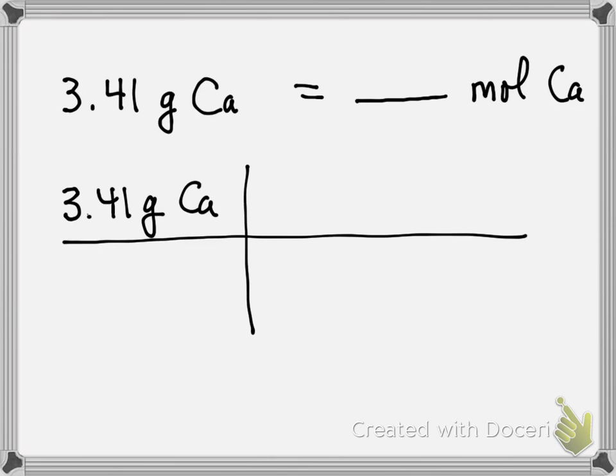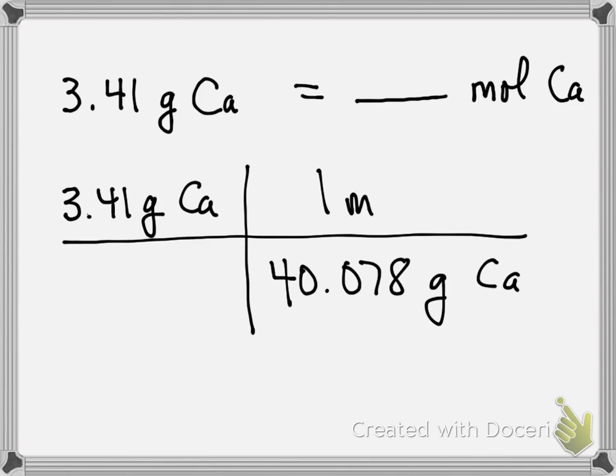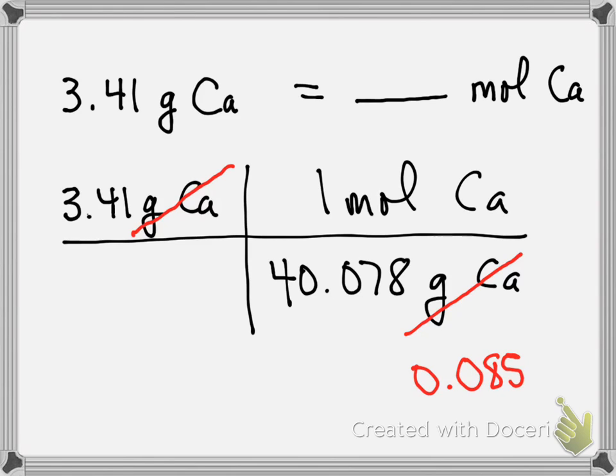And according to the periodic table, there are 40.078 grams of calcium in 1 mole of calcium. Then, of course, we can cancel grams of calcium out since you have that unit in the numerator and the denominator. And when we simplify this expression, we get 0.085 moles of calcium.